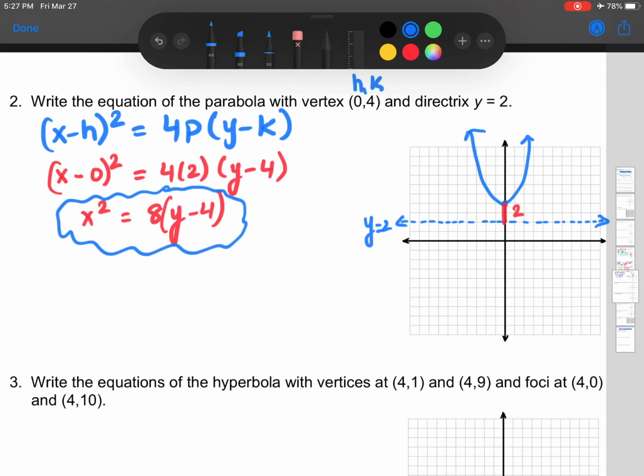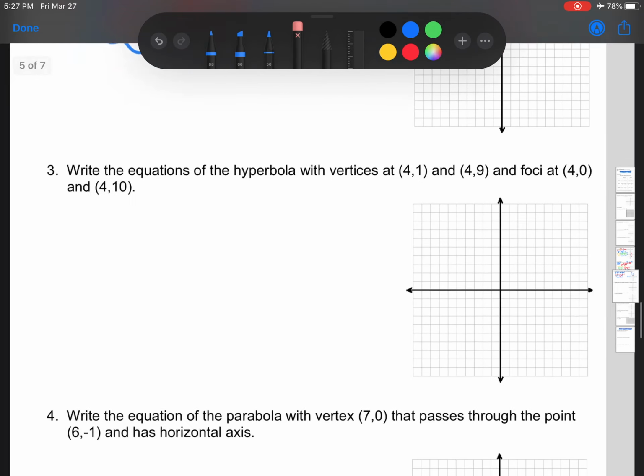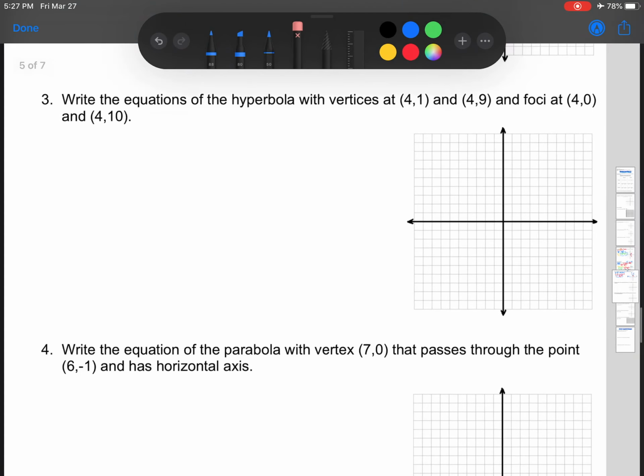Again, pause the video, try number 3 on your own, and we'll take it from there. Example number 3. Write the equation of the hyperbola with vertices at (4, 1) and (4, 9). We're going to start with sketching it. (4, 1) and (4, 9).